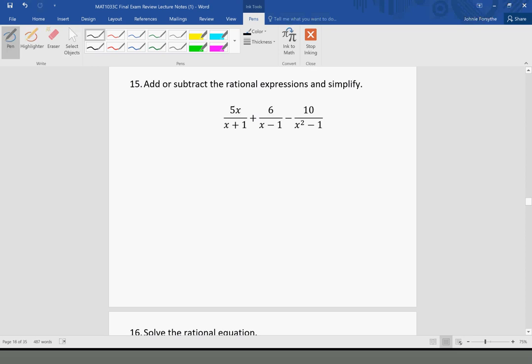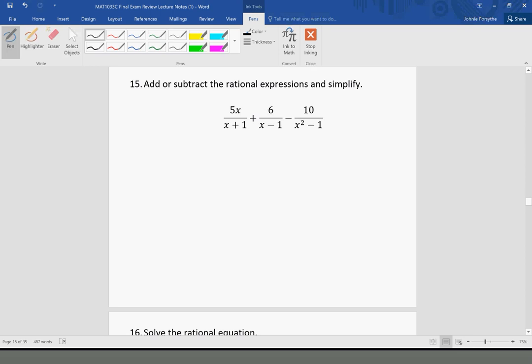Okay. Add or subtract the rational expressions and simplify. So when you add or subtract rational expressions, you have to have a common denominator. And so here we do not have a common denominator. We have 5x over x plus 1 plus 6 over x minus 1 minus 10 over x squared minus 1.